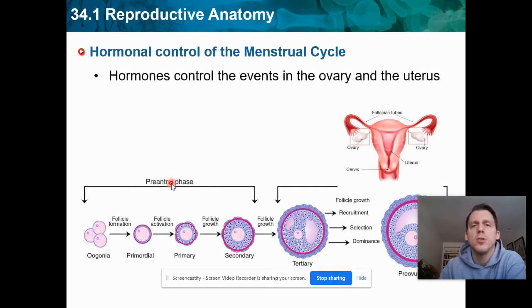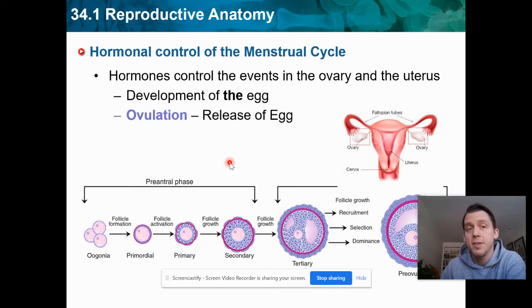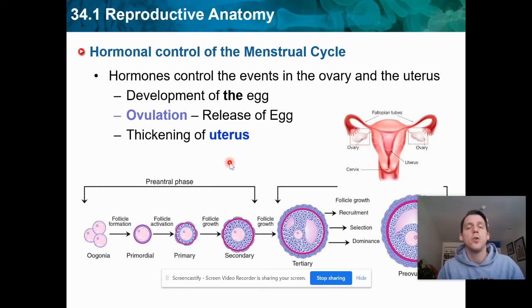So hormones control the events in the ovary and in the uterus. Hormones are going to develop the egg. We know which one does that, right? It's FSH. Hormones are going to cause ovulation, or the release of the egg, and again, that's LH. And hormones are going to thicken the uterus to prepare it for pregnancy.